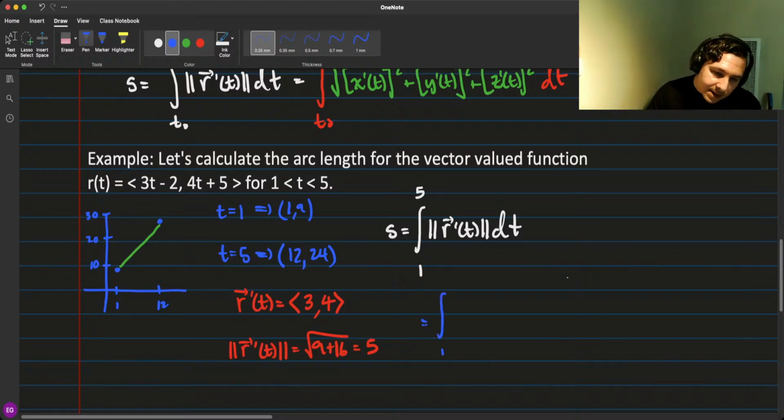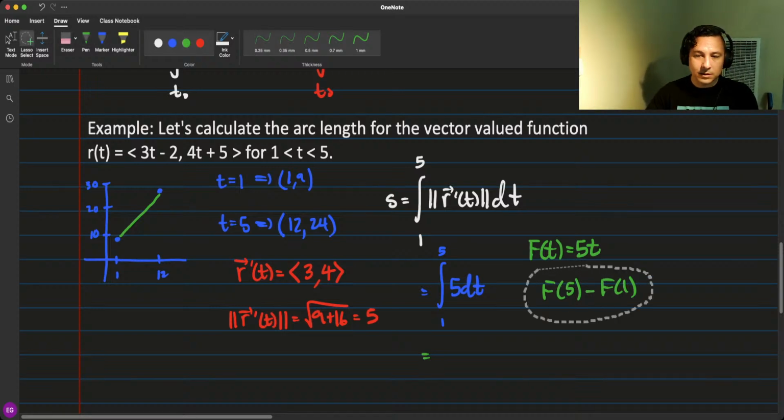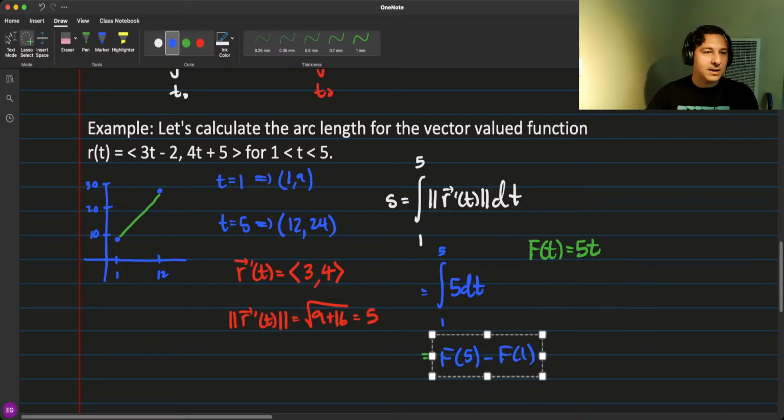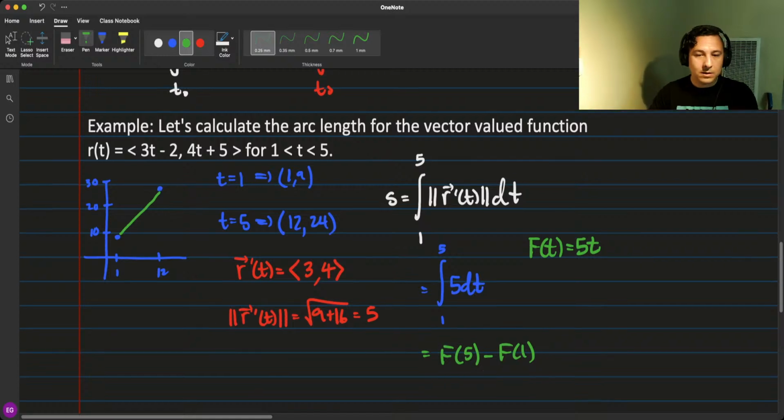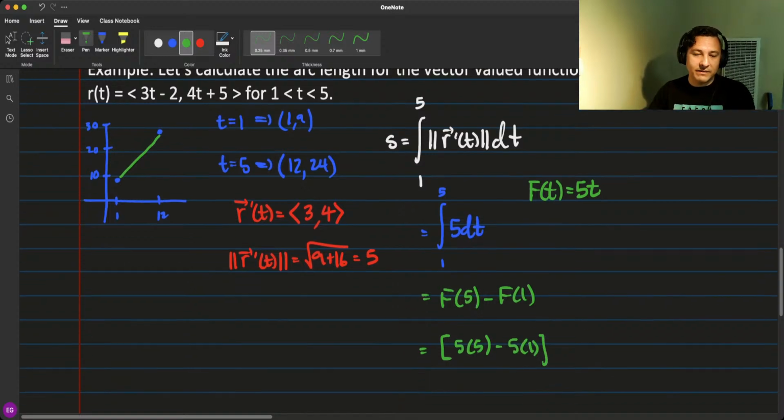So now your integral becomes the integral from 1 to 5 of 5 dt. This is easy to work with. The antiderivative of this is going to be 5t. So we want F of 5 minus F of 1. Let's move that over to here. Now, what are those values? If you plug 5 into 5t, you get 5 times 5. If you plug 1 into that, you get 5 times 1. This is 25 minus 5, which is 20. So according to this, what is the length of that line segment?